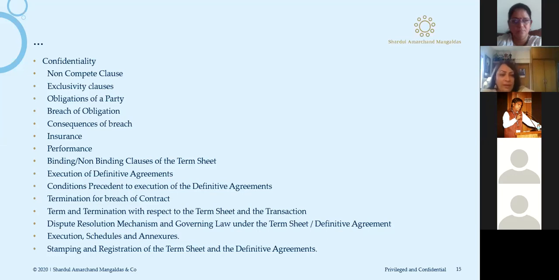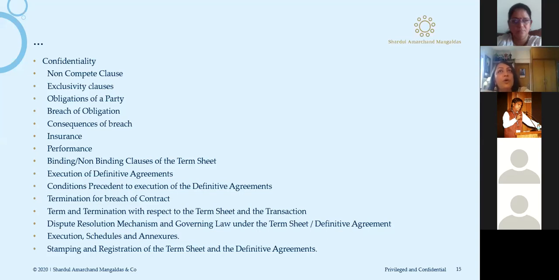Then there may be condition precedents. Certain things need to happen before certain things get implemented. Then you have the breach of contract. How is a breach done? What are the consequences of breach? We need to look at that. And then, of course, very important, as we talked about, the governing law, the mechanics of it.